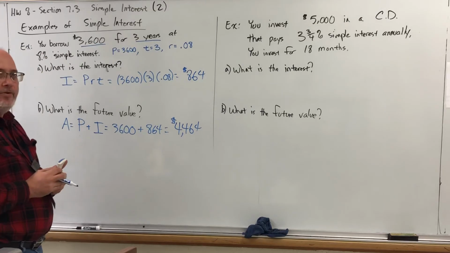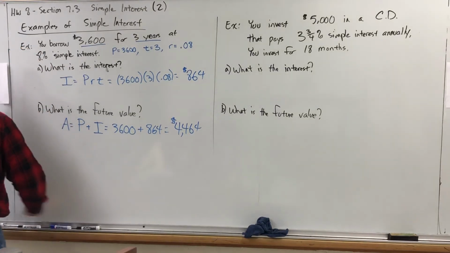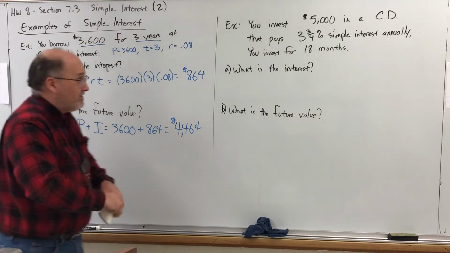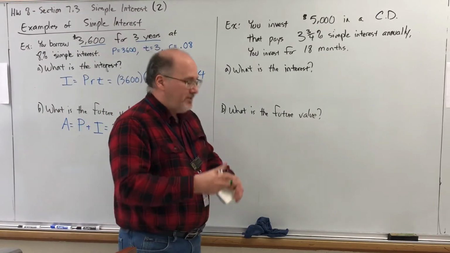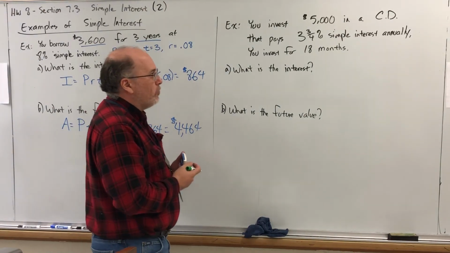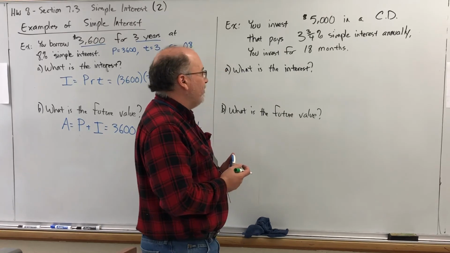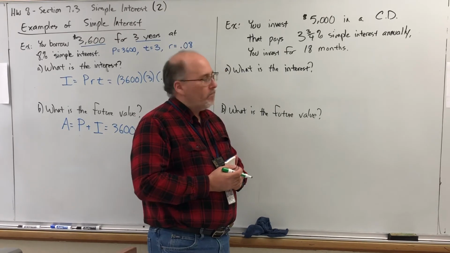So pretty straightforward. But let's take a look at the next example, which has a couple of twists to it. You invest $5,000 in a CD, a certificate of deposit, that pays 3 3/4% interest, simple interest, annually, and you invest it for 18 months.